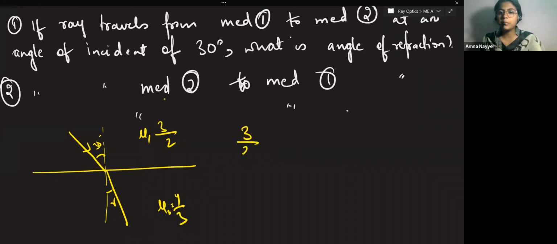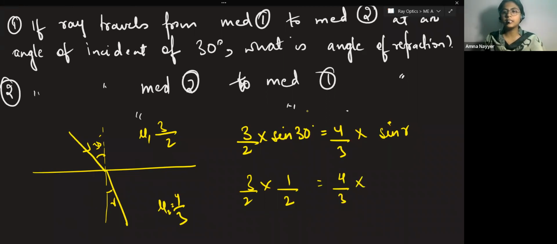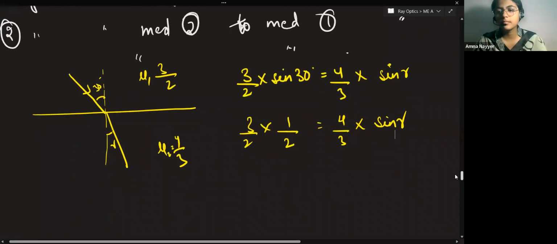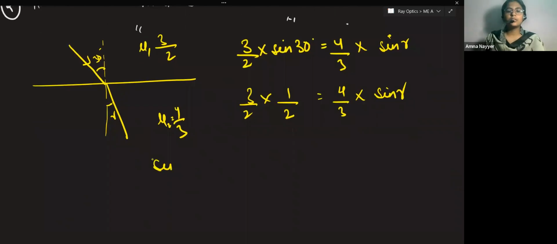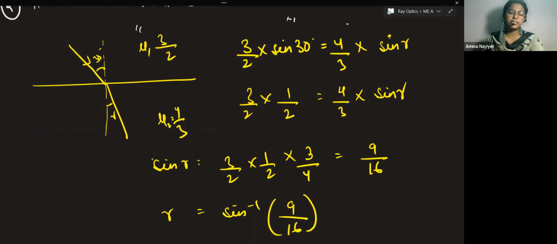So here 3 by 2 into sine 30 degrees is equal to 4 by 3 into sine r. So from here 3 by 2 into half is equal to 4 by 3 into sine r. So sine r we'll write as 3 by 2 into half into 3 by 4. So this becomes 9 by 16. Right? So r comes out to be sine inverse 9 by 16. This is the angle of refraction.